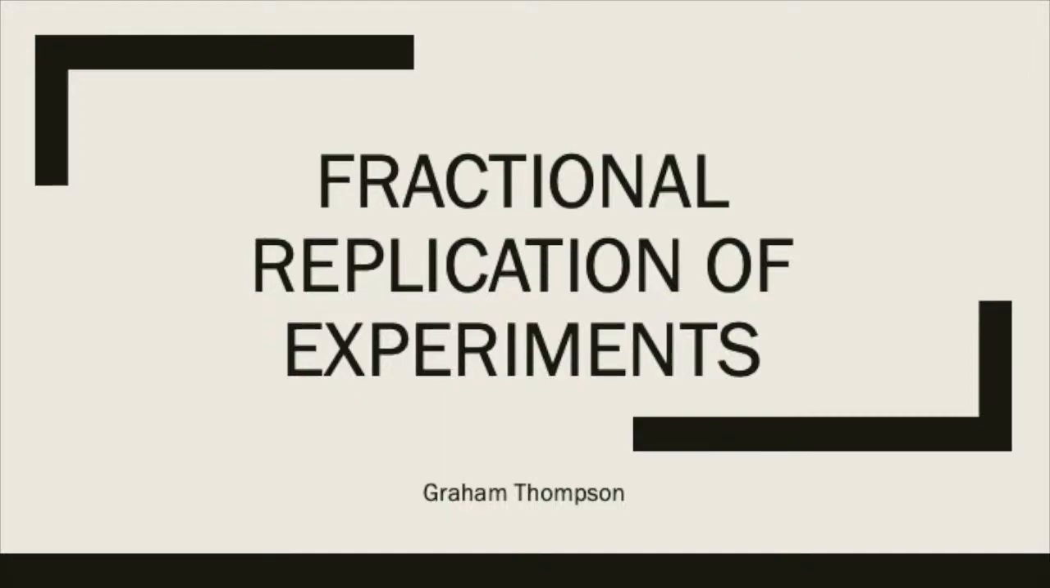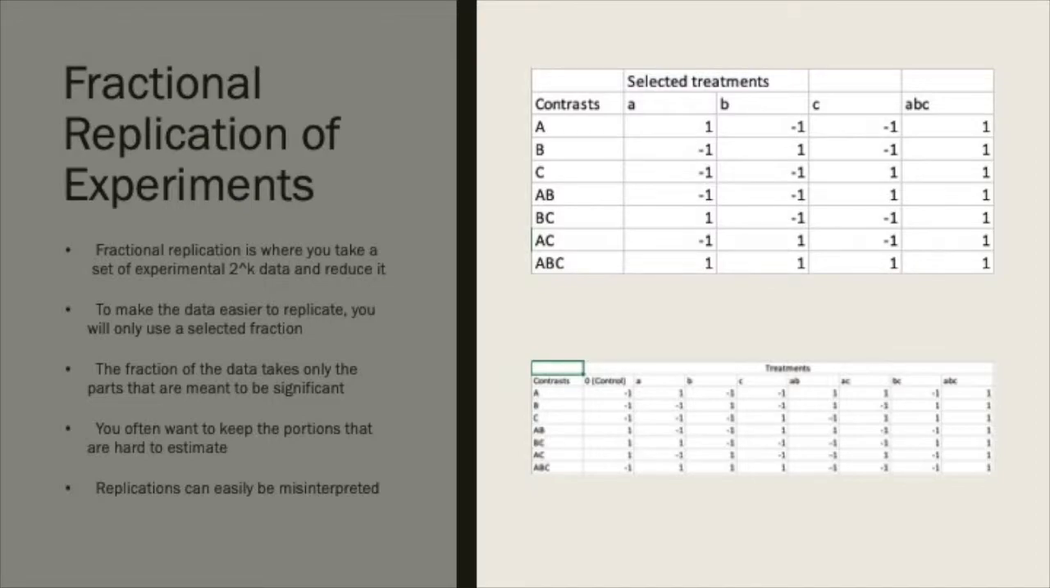Today we will be taking a look at fractional replication of experiments. When performing statistical experiments using factorial design, these experiments can grow in size quickly and are often impractical to replicate on a large scale. Fractional replication of experiments is done when you have limited resources, whether it be time or materials. Using fractional replication, we can reduce the size of the experiment and estimate the effects of some of the treatments based on similar treatments.